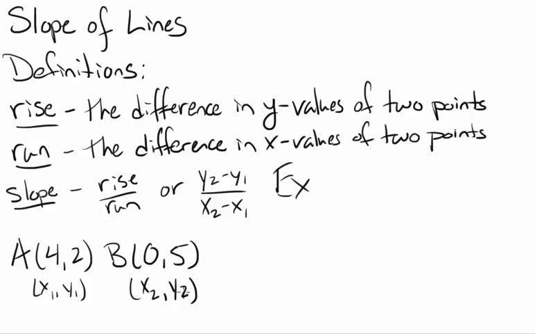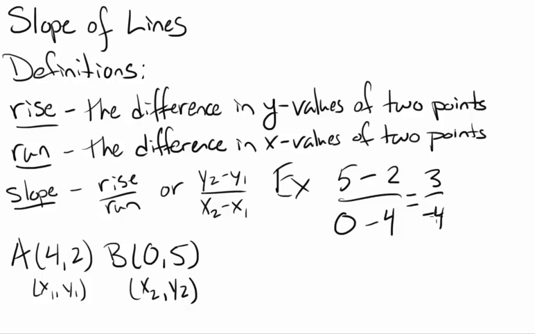And I'm just going to substitute these values into this formula right here that we have as our definition. So, for our y2 value, we have 5 minus our y1 value, which is 2, over x sub 2, which is 0, minus x sub 1, which is 4. Simplifying this, we have 3 over negative 4. This means that we will rise positive 3, and then we will run to the left 4 spots.